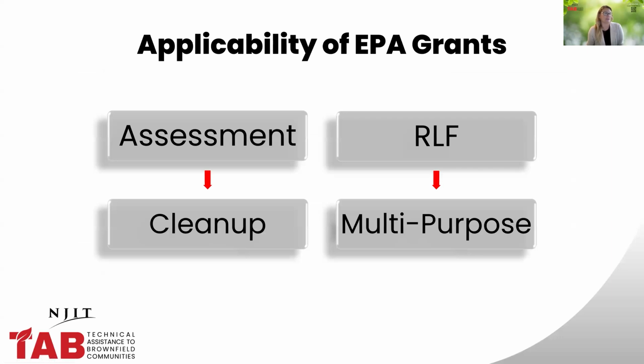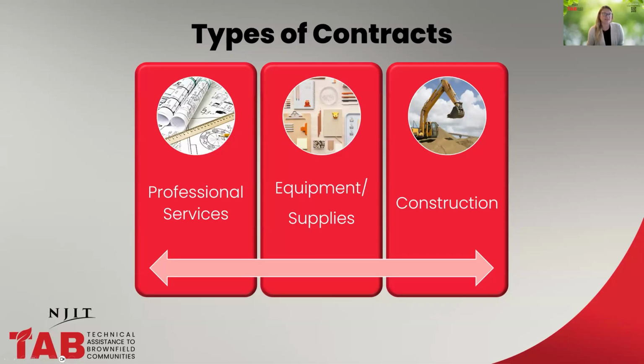So jumping into the applicability, really all EPA grants have some element of procurement to keep in mind, whether you've got an assessment, cleanup, revolving loan fund, multipurpose, everything really does have elements of procurement that you want to make sure you are planning for and handling appropriately. As you start to think about the implementation of your EPA grant, you're going to want to consider the types of contracts that you're going to need to set up. And depending on the scope of your work, you may end up with multiple contracts over the course of the grant period.